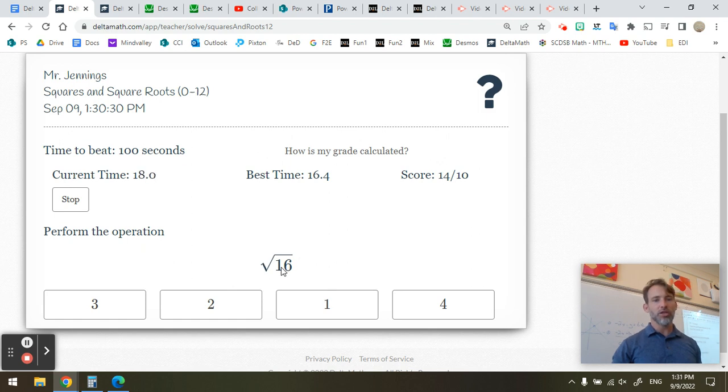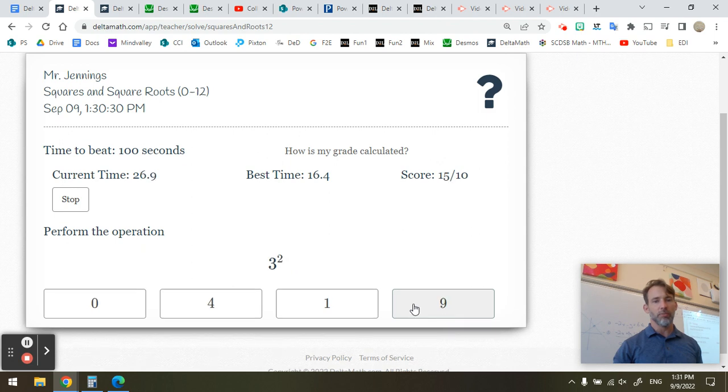Just remember this notation means go find me a number that when I multiply it by itself gives me the radicand, the number inside there, 16. So 4 times 4 is 16, so the square root of 16 is 4. Okay.